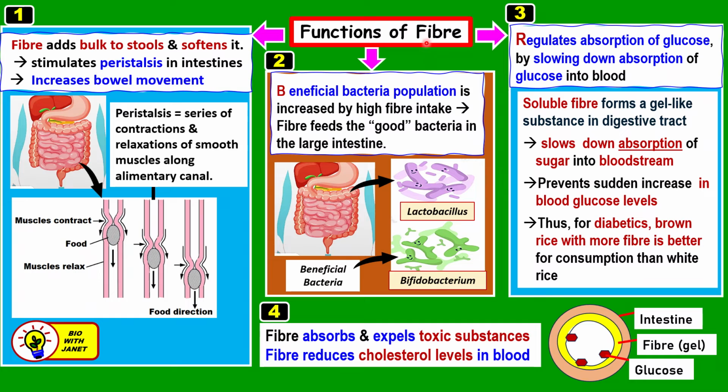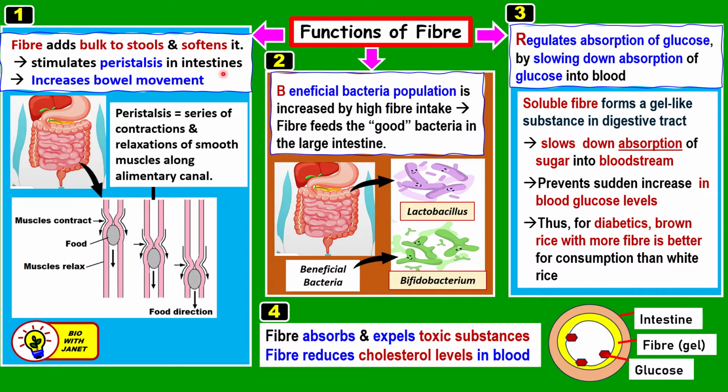Right, so here we have again the functions of fiber with more elaboration, especially for essay questions that ask you the functions of fiber or importance of fiber or role of fiber in more detail, right? So we'll give an explanation for each function. Now, number 1, fiber adds bulk to stools and softens it, all right? So there are 2 types of fiber. The insoluble fiber adds the bulk to the stools, okay? And the soluble fiber, like from oats and so forth, they soften the stool because they absorb water.